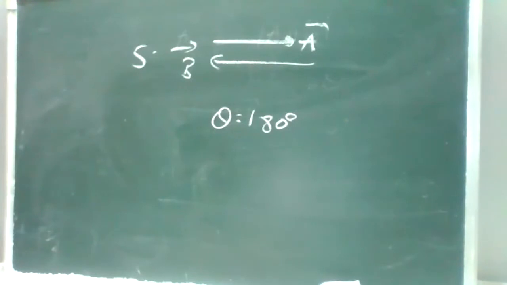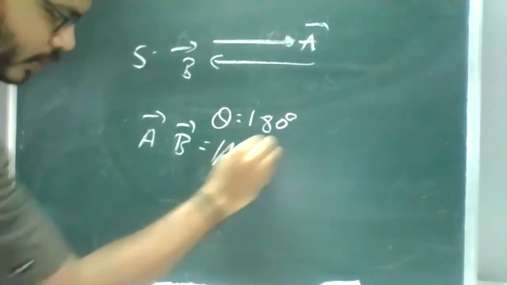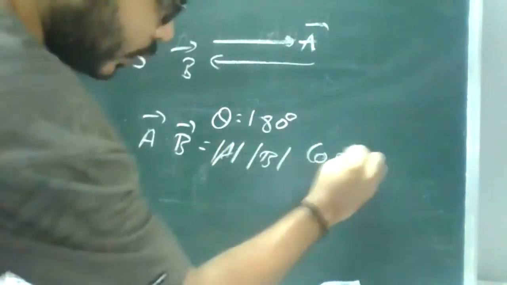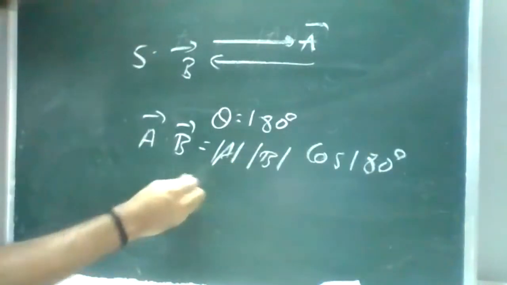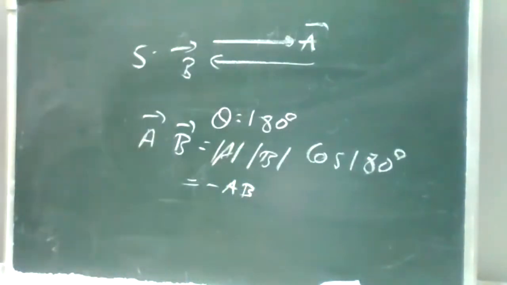When theta is equal to 180 degrees, A vector dot B vector is equal to modulus of A, modulus of B cos 180. Cos 180 is minus 1. So the value is minus AB. Next one, sixth point.